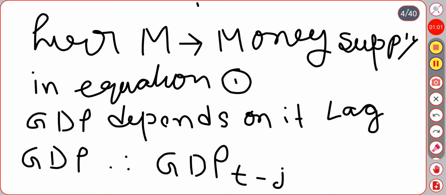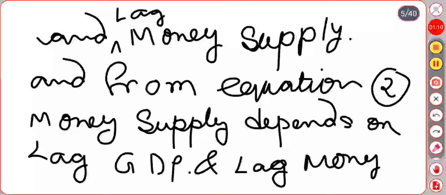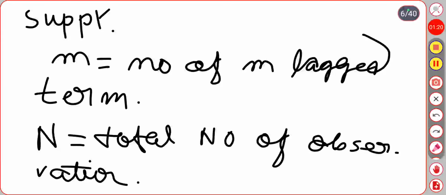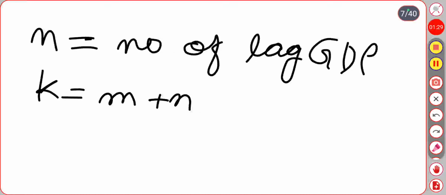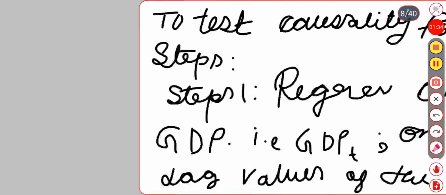In equation 1, GDP depends on lag GDP, that is GDP(t minus j), and lag money supply. And from equation 2, money supply depends on lag GDP and lag money supply. Here small m is the number of M lag terms. Capital N is the number of observations. Small n is the number of lag GDP terms. Here K is equal to small m plus capital M.